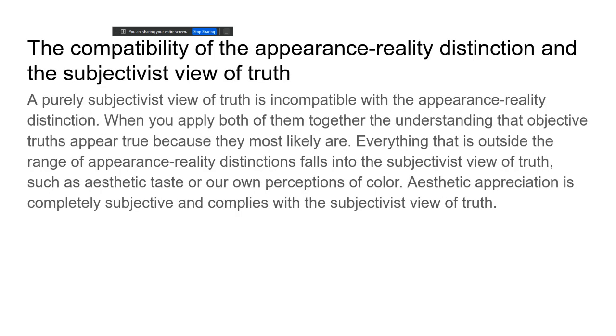But so, the compatibility of the appearance-reality distinction and the subjectivist view of truth. A purely subjectivist view of truth is incompatible with the appearance-reality distinction, because when you apply them both together, the understanding is that objective truths appear true because they most likely are. Certain things are going to be objective facts. 1 plus 1 is probably going to equal 2. That's not really a subjective thing. And if someone changes it, if someone makes 1 plus 1 equal 3, then that is going to be the new objective truth that we all follow, which would have crazy consequences.